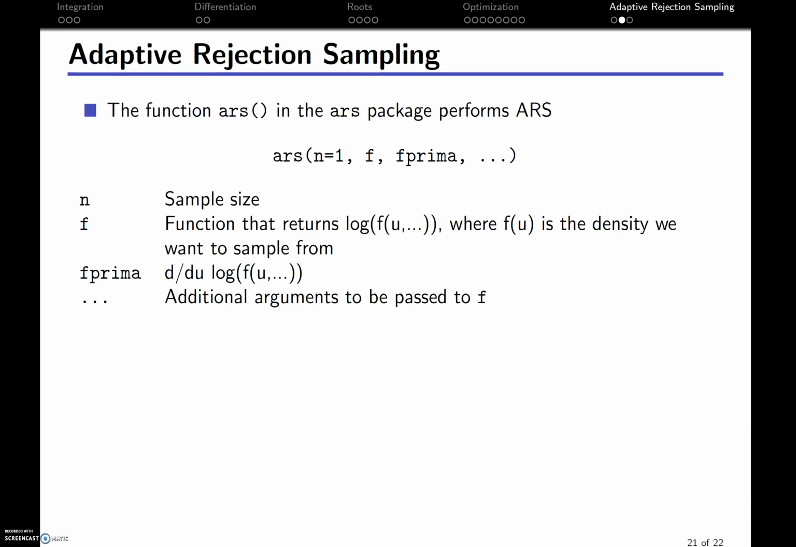Here's the ARS function, which will do your adaptive rejection sampling. Notice you just need to put in your sample size, your function that returns the log of the function, where U is the density that you're wanting to sample from, so your target density. F prime is going to be the partial derivative with respect to your parameter or your vector U. Okay, so actually when I wrote this, I had to work out and define an f and an f prime as functions. And you have to do the same thing here. It's just that this provides the algorithm, but you still have to define f and f prime as functions here.